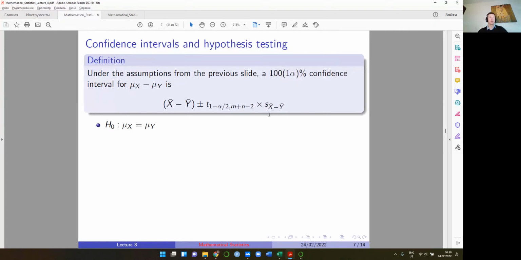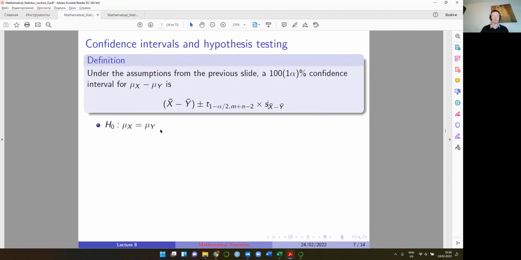So regarding the hypothesis testing, what exactly do we want to test? Usually we want to test whether there is no effect coming from the treatment, right? So mu x equals mu y. What does this mean? It means that the treated group does not differ from the control group, from the placebo group. The effect is the same in the population. That's our null hypothesis. So nothing has changed. Our treatment has no effect.